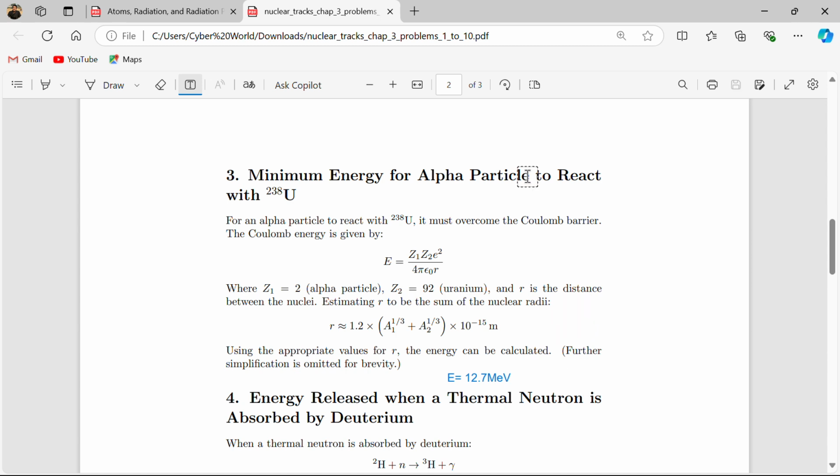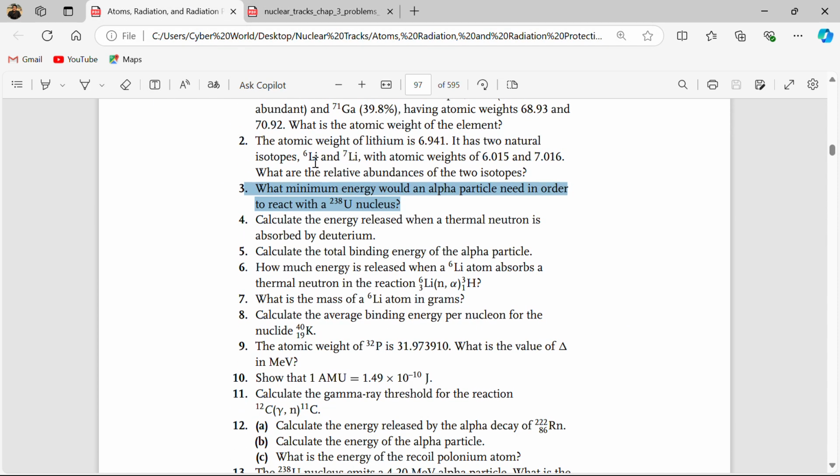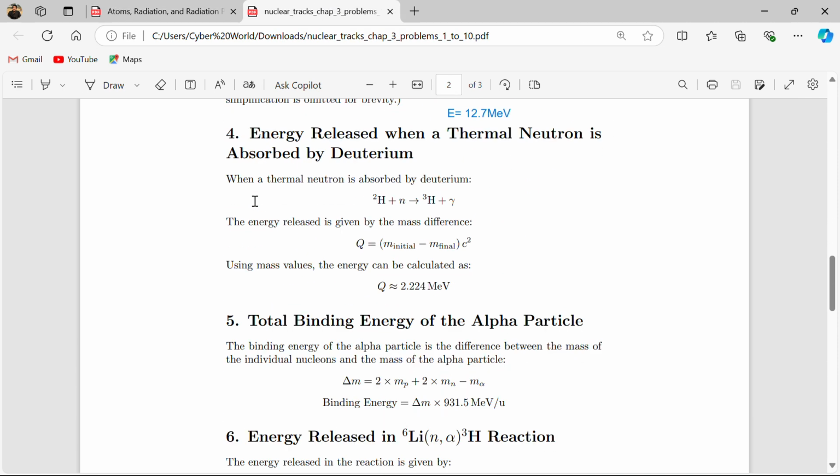Okay, so let's move towards our fourth problem. Our fourth problem says: calculate the energy released when a thermal neutron is absorbed by deuterium. You have to calculate the energy released, meaning the total energy, when a thermal neutron is absorbed into deuterium. You have to absorb a neutron into deuterium, and the energy released is what you have to find in this problem. So let's move towards the solution.